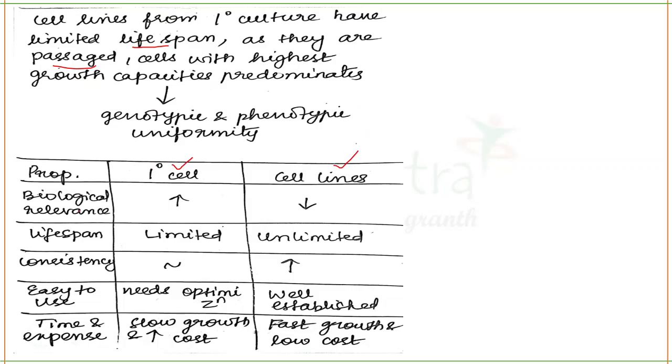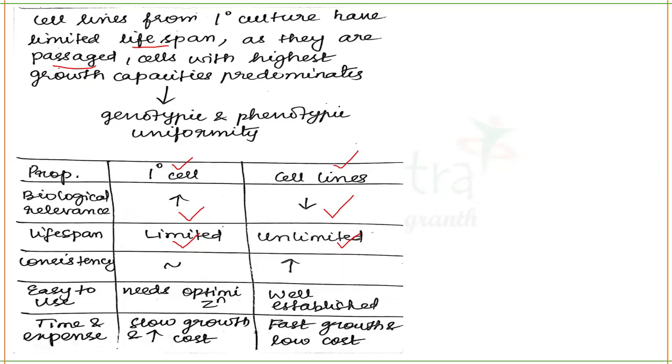Okay, biological relevance, which means how close it is to the body. Primary cells are more relevant to your biological species, so it is high. Cell lines have undergone a lot of changes, a lot of mutations, so they are not at all like your body cells, so their biological relevance becomes less. Lifespan for primary cells is limited. Cell lines undergo so many mutations and become immortal in nature, so they have unlimited growth.